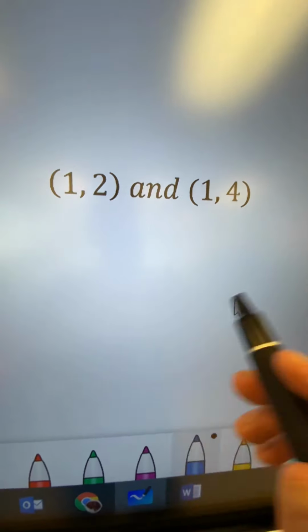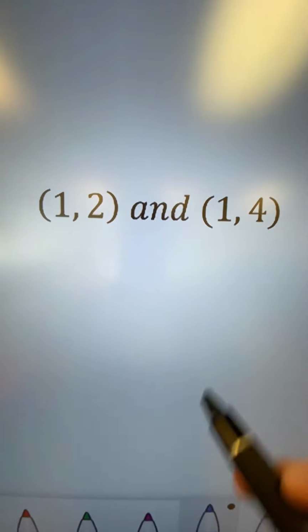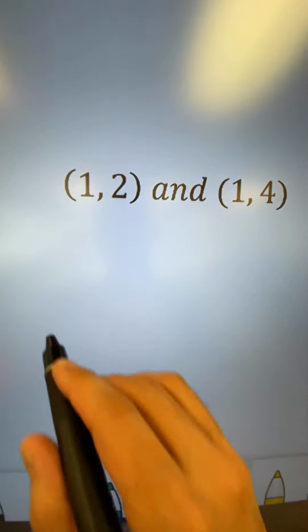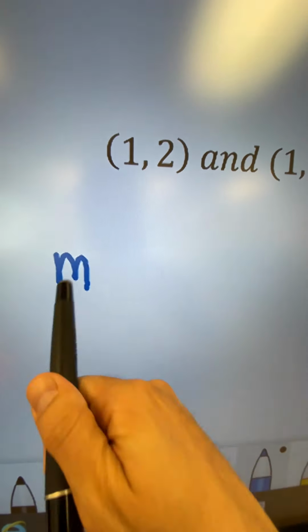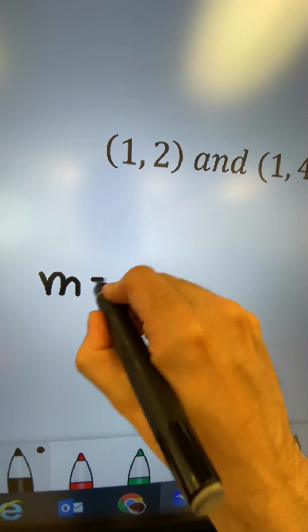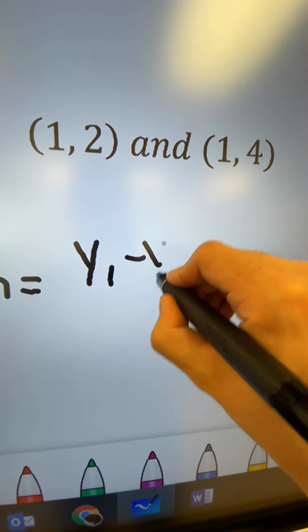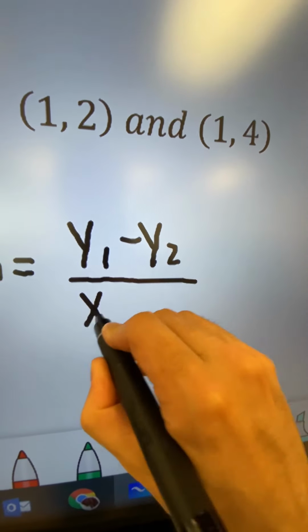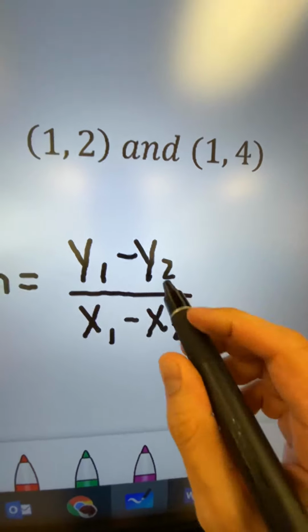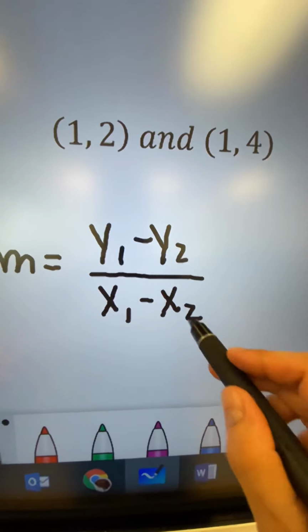I'm going to show you two different ways to find the slope of the line passing through these 2 points. Starting with the first method, which is going to be, let me put it in black ink, m equals y1 minus y2 over x1 minus x2. And you could also have it as y2 minus y1 over x2 minus x1, doesn't matter.